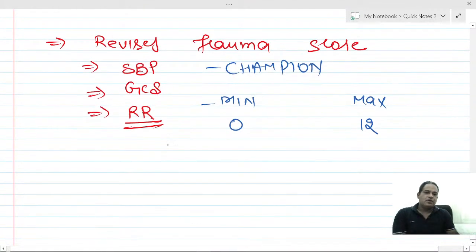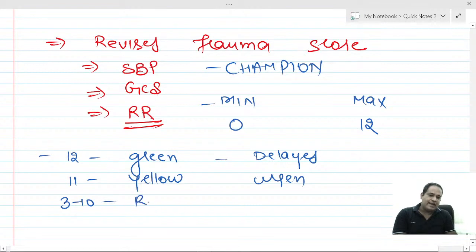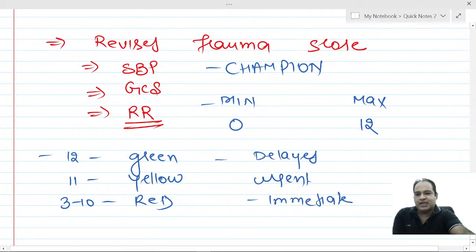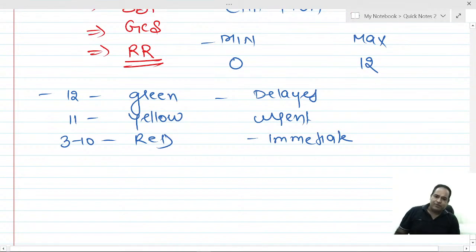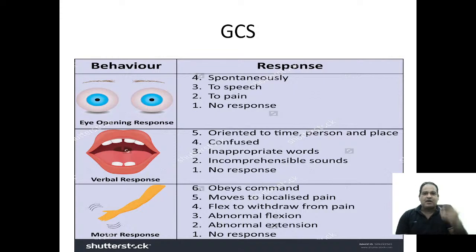Fine. So anyone who has got score of 12 is given green tag, and we may call it delayed. 11 is given yellow tag, and we call it urgent. 3 to 10 red tag, and we call it immediate. Less than 3, of course, you have to give black tag. Fine. Now comes the GCS.